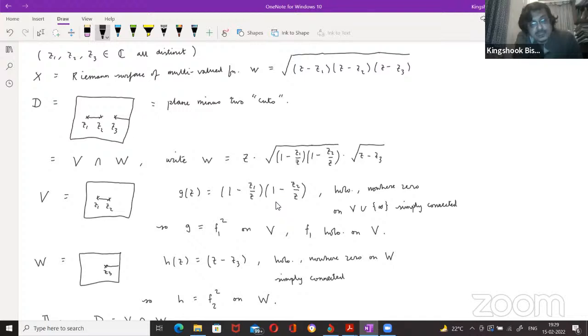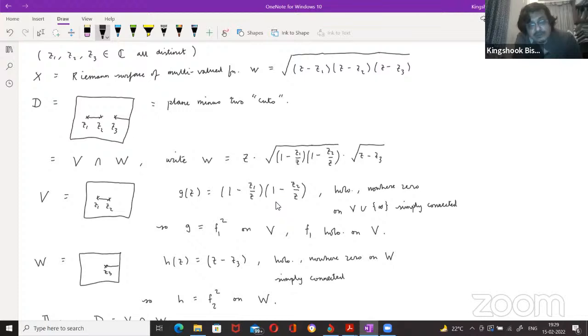So this domain I can write as an intersection of two domains, V intersection W, where V is equal to the plane minus the arc from Z1 to Z2, and W is equal to the plane minus the arc from Z3 to infinity. And now we have D is this V intersection W. Now I look at each of these domains individually.